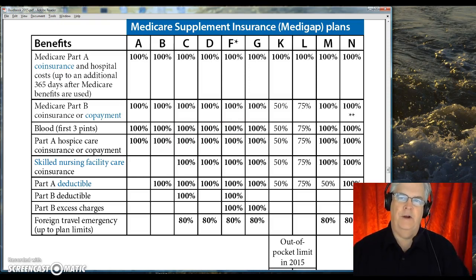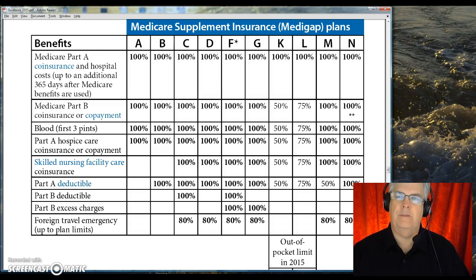So I can see folks when they're a little bit younger, 65 to 71, 72, getting into a Plan N that never go to the doctor. I understand that. But as you get a little bit older, chances are you're going to be going to the doctor more. That's more out of pocket for yourself in that Plan N, whereas that Plan G would cover all that.